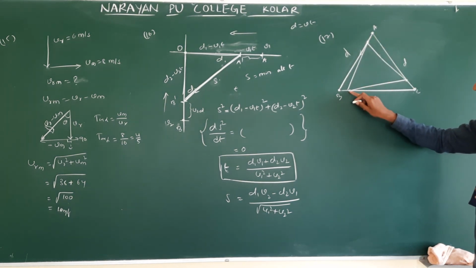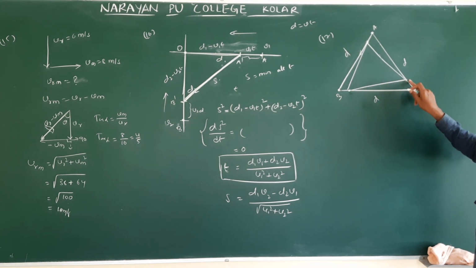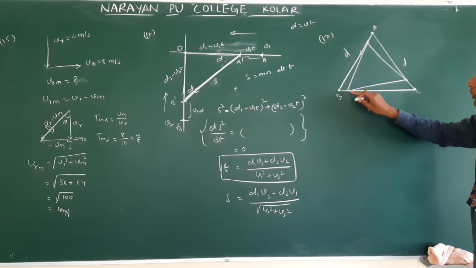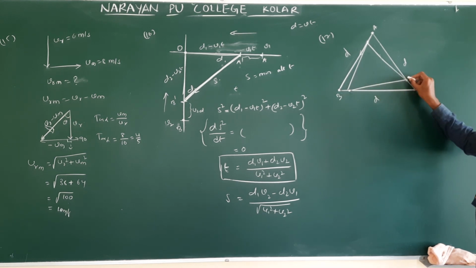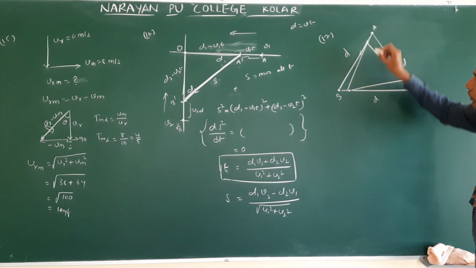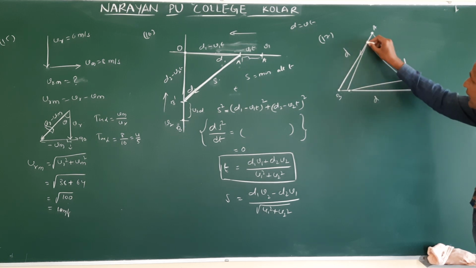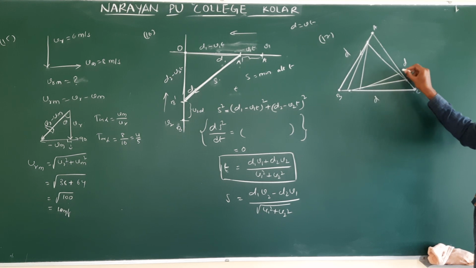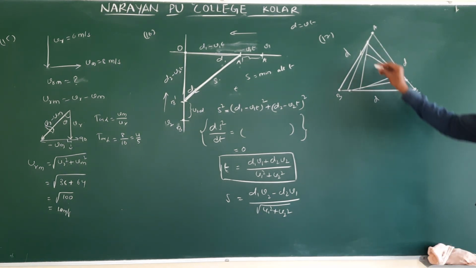Where A is here, B is here. Understand? A moves, again trying to reach B. Now B is here, C is here. Now A is moving towards B. Again C's direction changes, and A tries to find B, and B tries to find C. Like this, it goes on continuously.